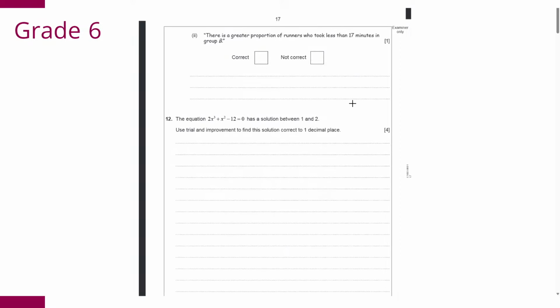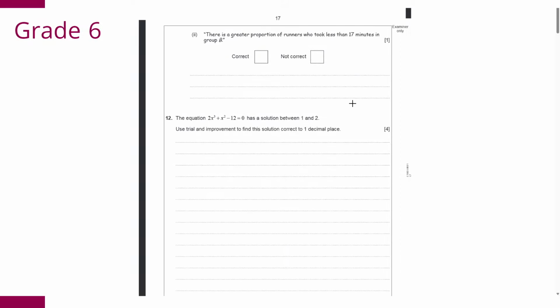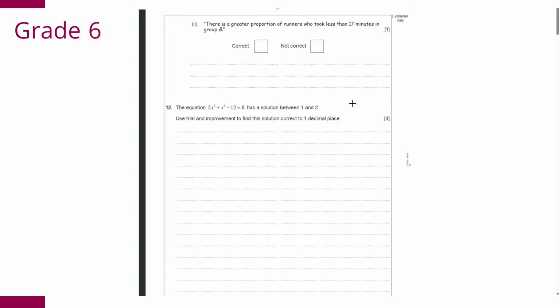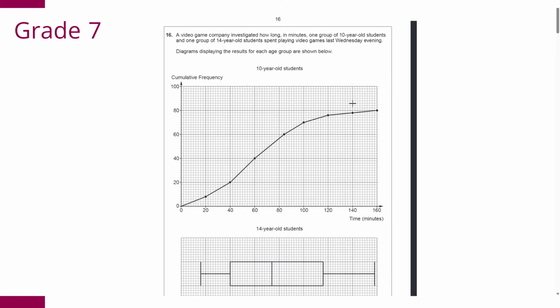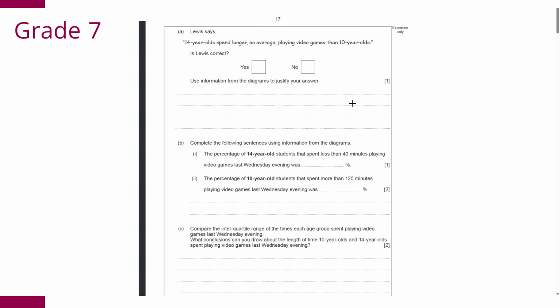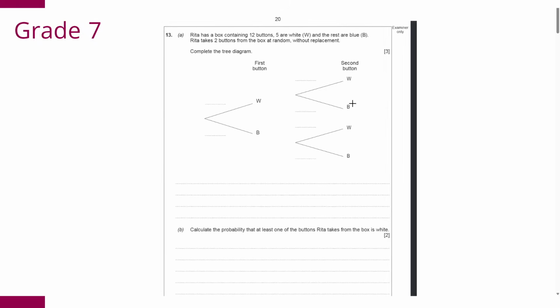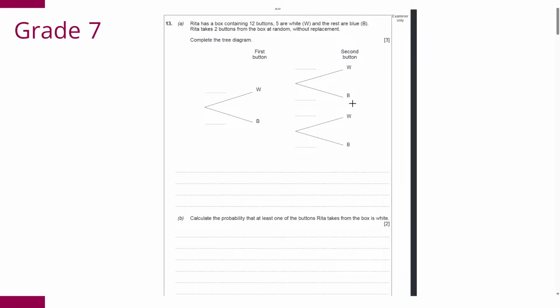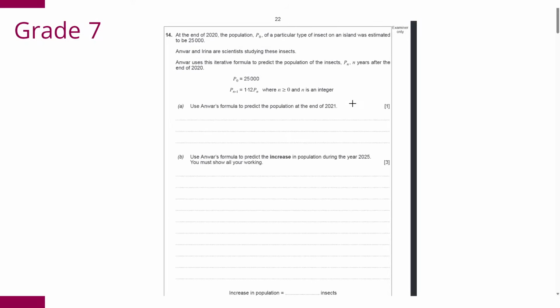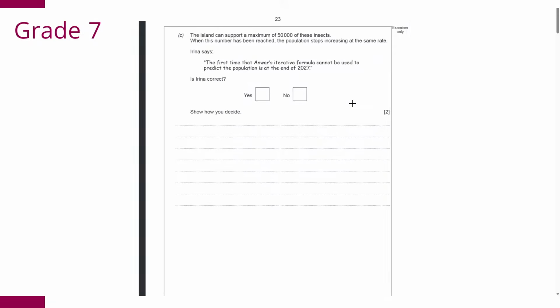Box plots came up a lot, so I'm not going to do that. That's trial and improvement. That's not on all the exam boards. So I'm going to move to grade 7. Again, probability came up a lot. Yeah, this came up a lot, like bounds and stuff. That came up a lot. This is the problem, so many things come up. Tree diagrams came up. Is that an iterative process again? We've done iteration.